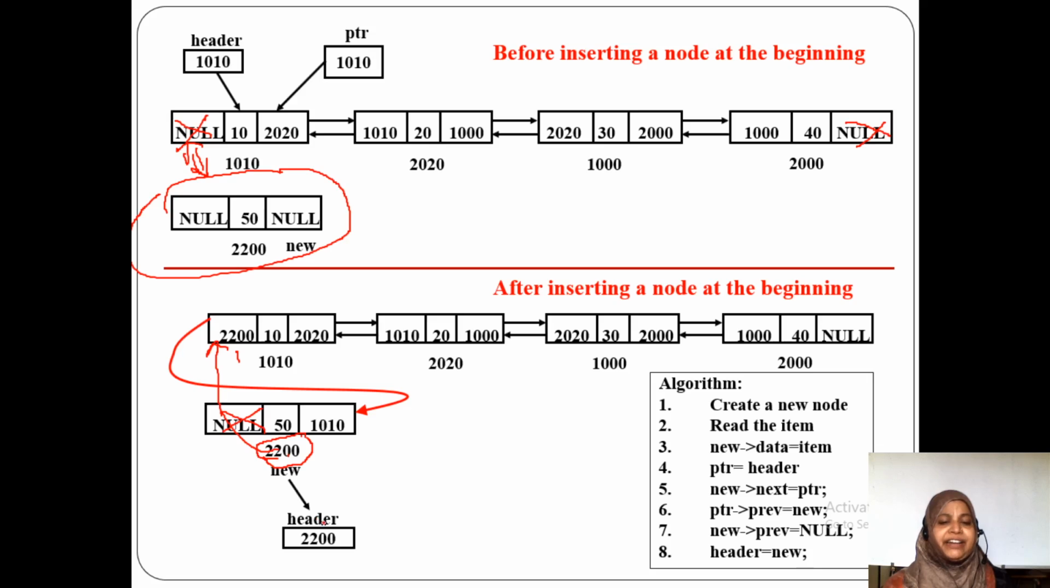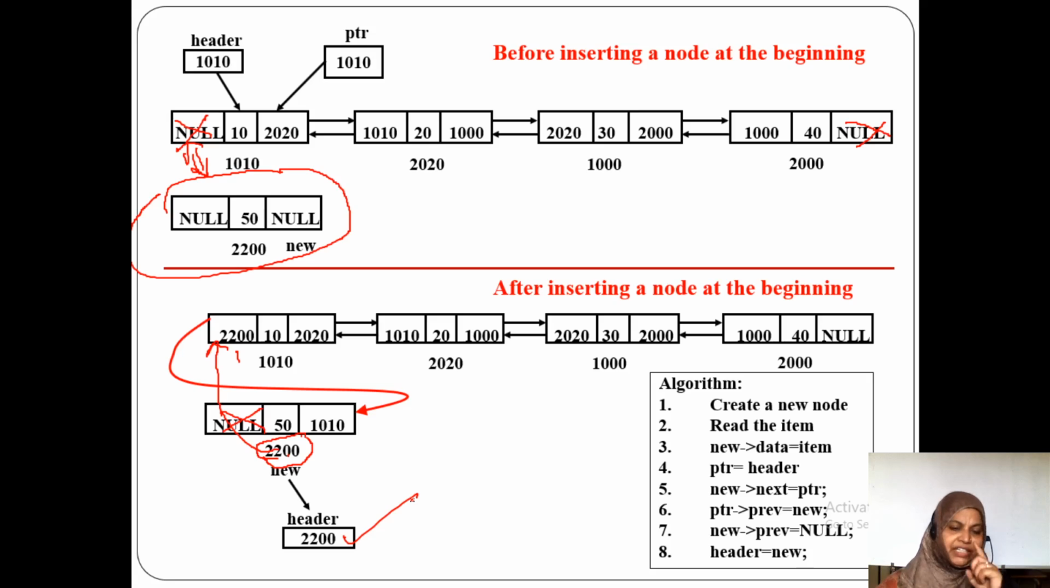Now, the header field is going to store which information? Header information. So in the header we are going to save 2200. What is the address of this node? 2200. So we are saving the address here. This is the insertion at the beginning.